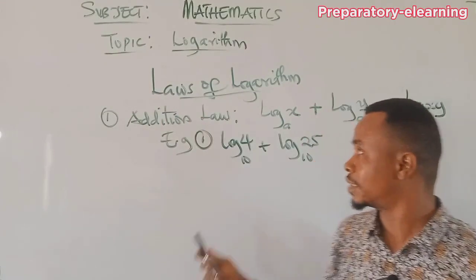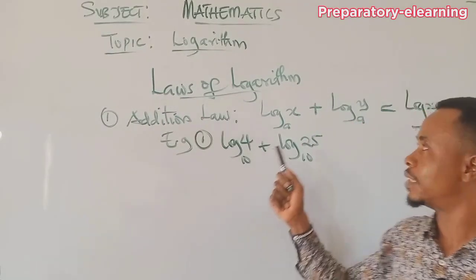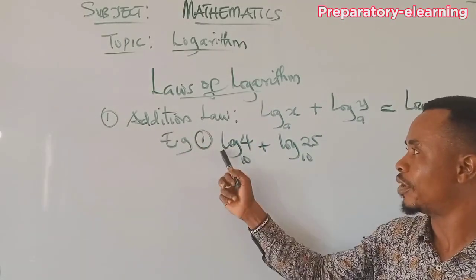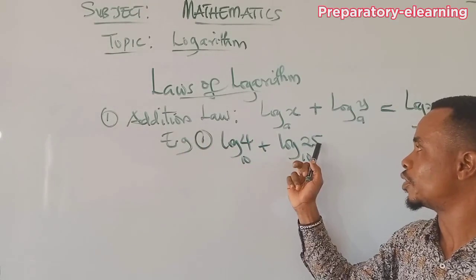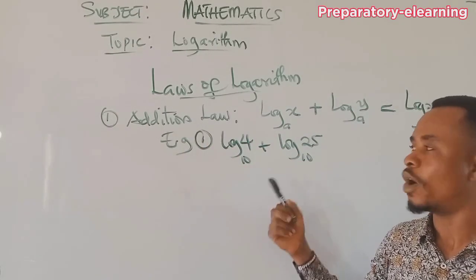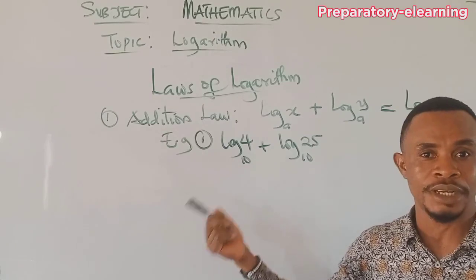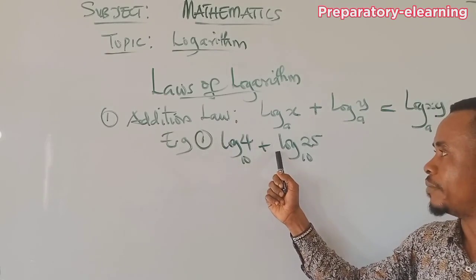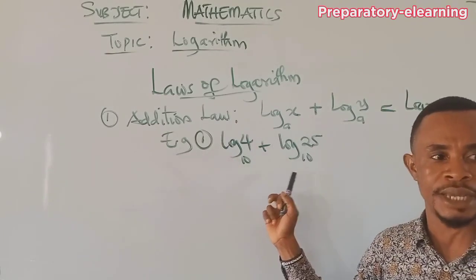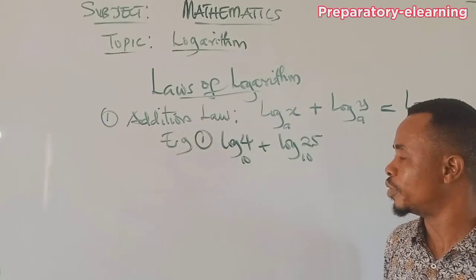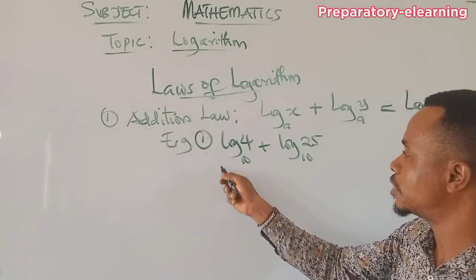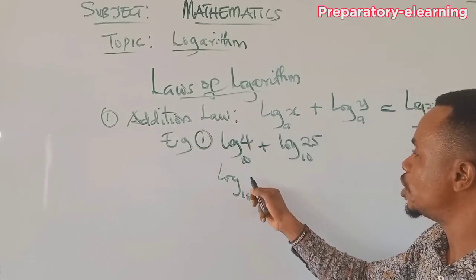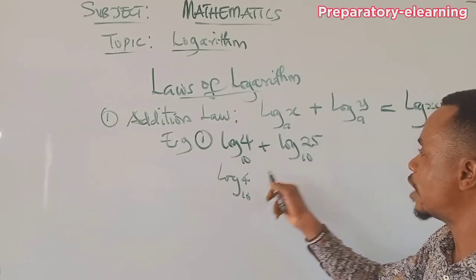Okay, let's look at this example 1 to apply the law of logarithm number 1, which is addition law. Example 1 is: you have log 4 base 10 plus log 25 base 10. Of course, you can see that in this simple application of the law, there is no number behind the log, and the bases are the same. When the bases are the same, what do you do? To solve this, you write one log, one base. Now, because of addition, you multiply the numbers you have there.